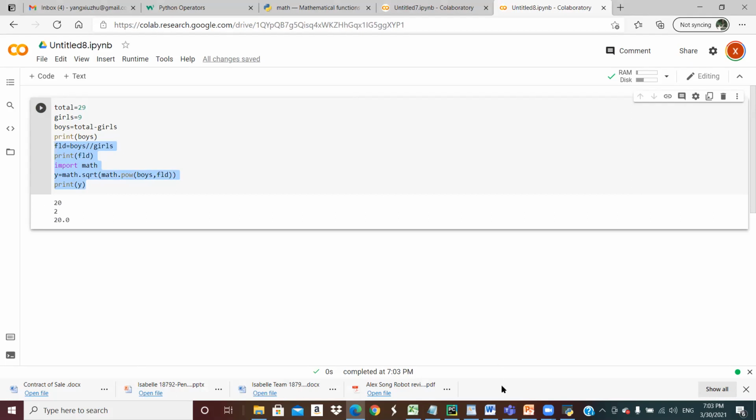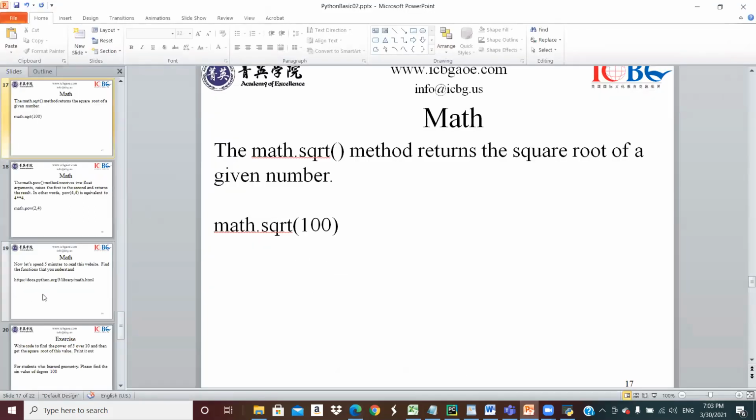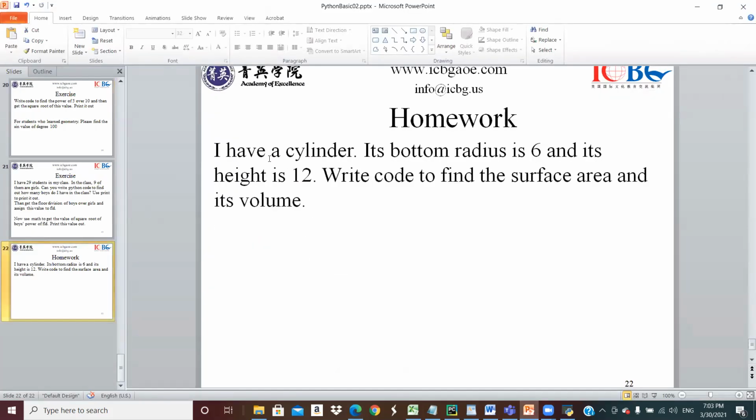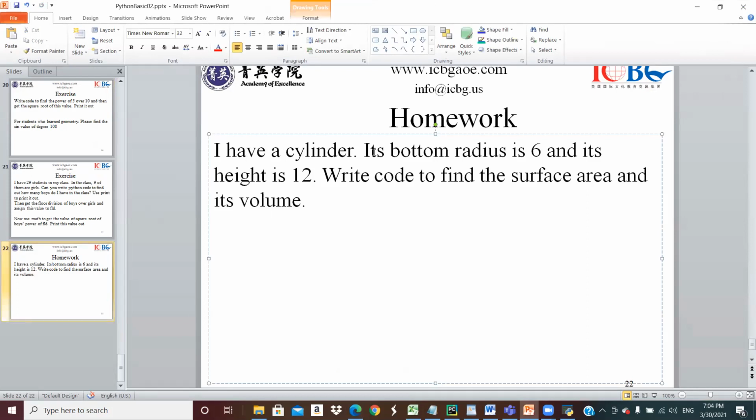All right, let me give you the homework, and I want you guys to do homework, okay? So the homework, I have a cylinder. Its bottom radius is 6, and its height is 12. Write code to find the surface area and its volume. For the elementary school students, you are excused. You do not need to do it. But for the middle school students who learn the geometry and the high school students, I want you to do this one, using math to do it.